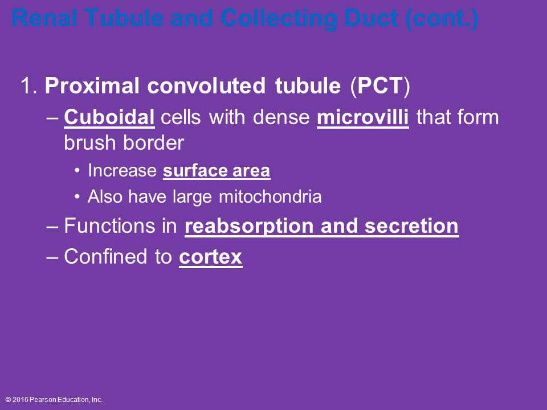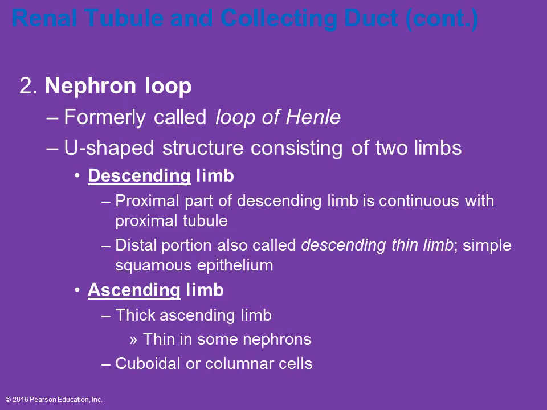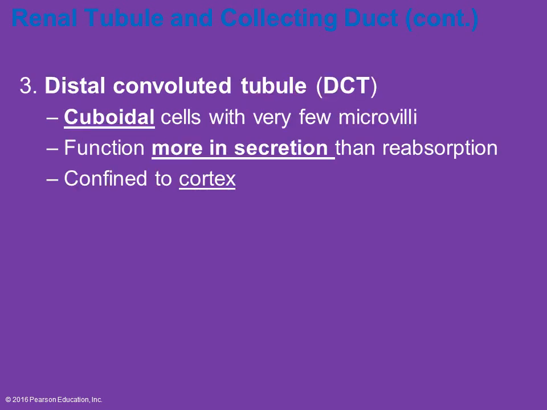The proximal convoluted tubule is involved with reabsorption and secretion. So it moves substances from newly formed urine back into the blood, but also removes additional components out of the blood and into the urine. The nephron loop, like I said, also known as the loop of Henle, is U-shaped with a descending limb as well as an ascending limb. And then in the distal convoluted tubule, you have more secretion occurring, putting substances into the urine.